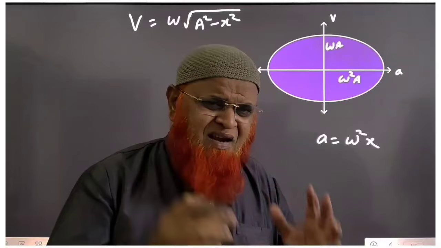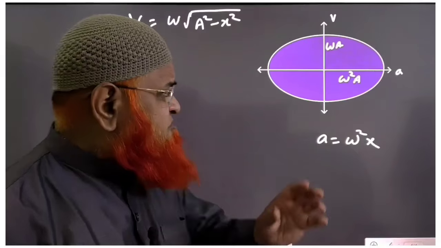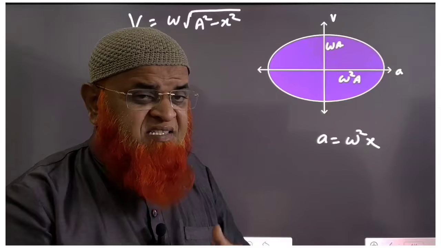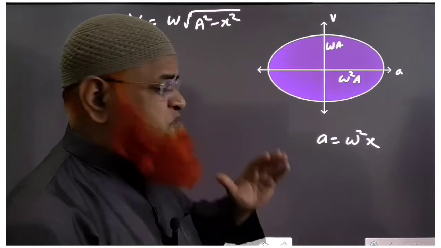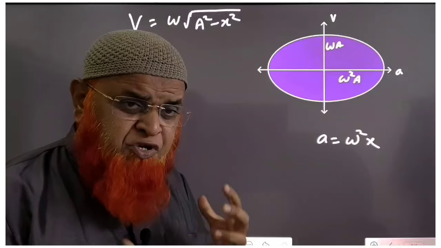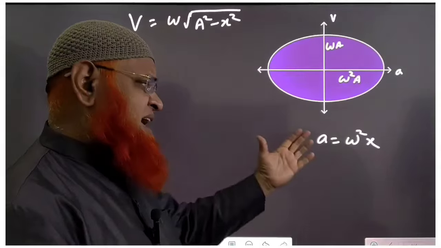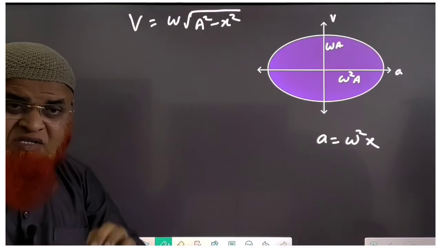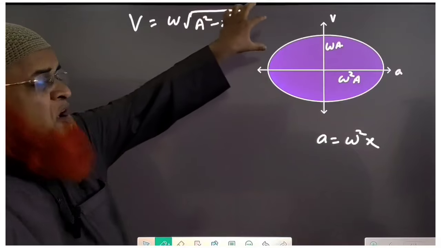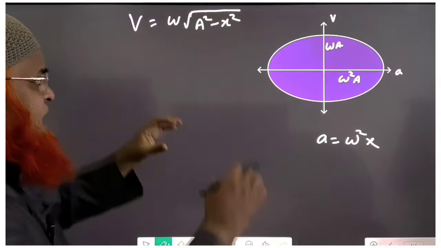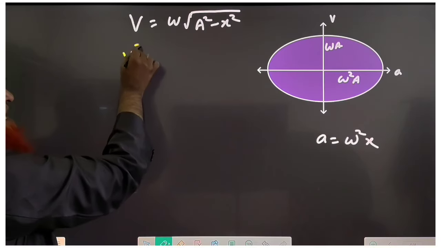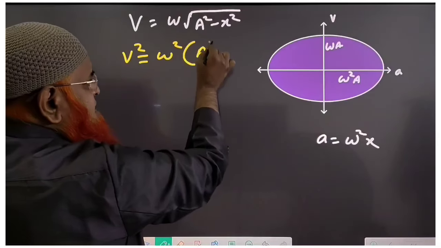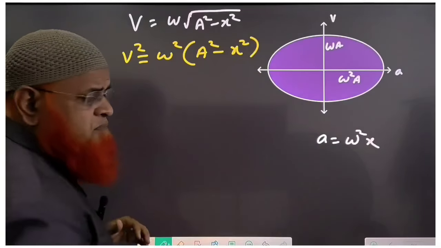My dear students, today I am going to explain the graph of acceleration versus velocity, and we have to prove that it has the shape of an ellipse. Before that, you should know the basic formula that acceleration is equal to omega square x, and that velocity is omega square root of a square minus x square. If you square this on both sides, it is going to be v square is equal to omega square times a square minus x square.